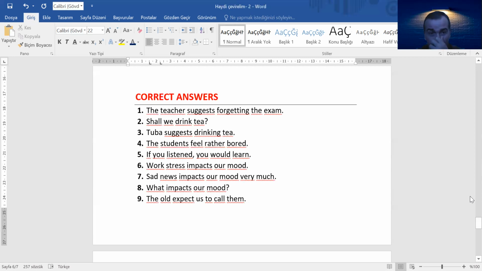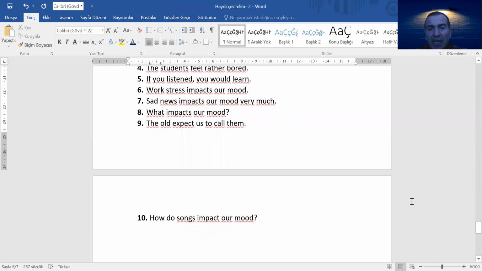And let's continue. If you listened, you would learn. Work stress impacts our mood. Sad news impacts our mood very much. What impacts our mood? The old expect us to call them. The last one, how do the songs impact our mood.